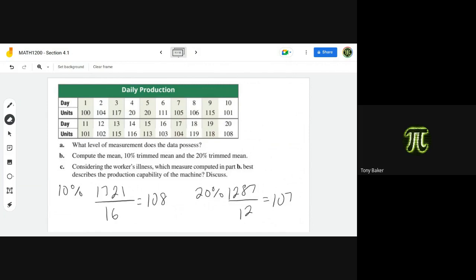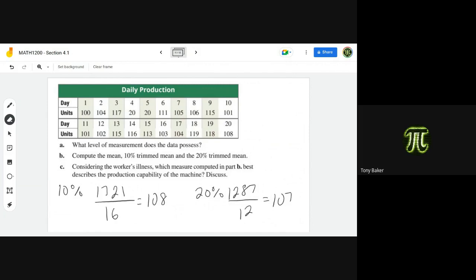So if we trim those off, that's the 10%. We trim off the top and the bottom. You can't just do one end. You have to do both ends. Otherwise, it's not fair. It doesn't give you a good representation of it. So you have to do both ends to make it equal. All right. So by doing both ends, we got the 108.